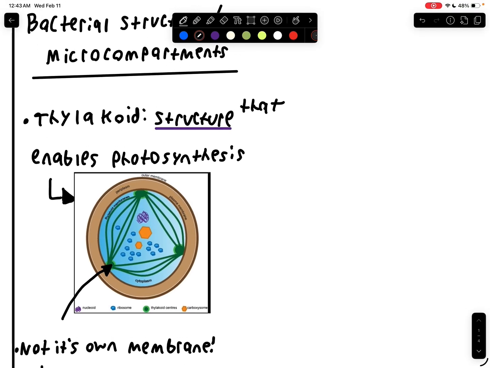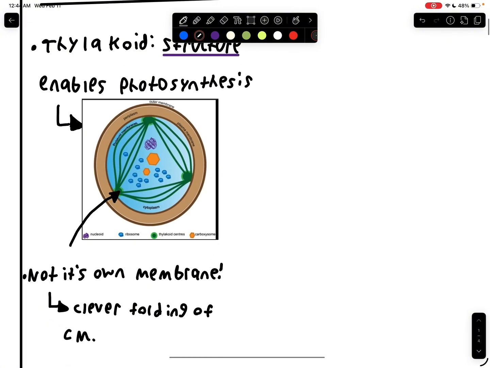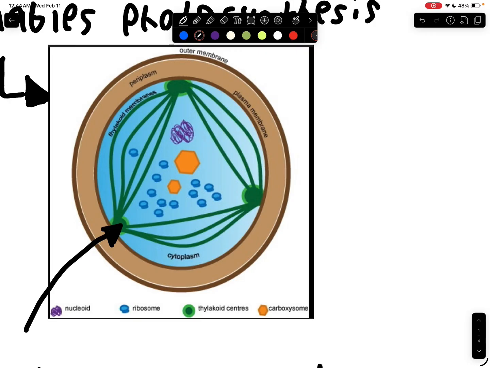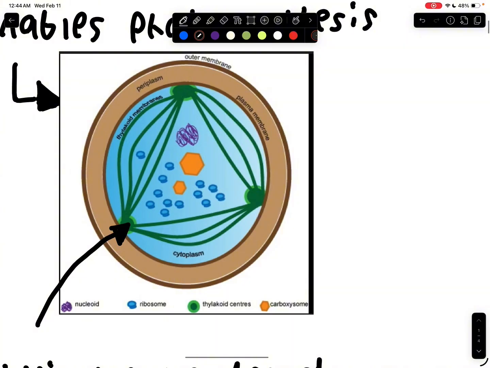This is called the thylakoid. It's a structure that enables photosynthesis, right? And the weird thing about this is it seems like it is a membrane, and in that sense, but it's not a membrane-bound organelle. The way it works is you have this membrane over here, the plasma membrane, right? This is the cell membrane. We're not distinguishing what kind of bacteria this is, but you have some sort of plasma membrane.